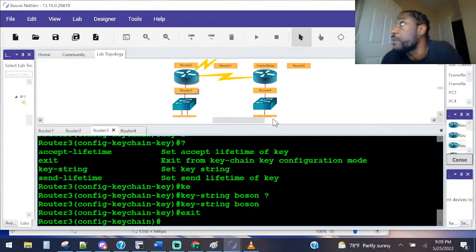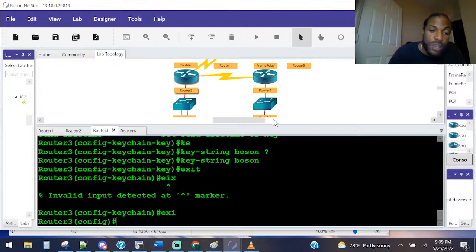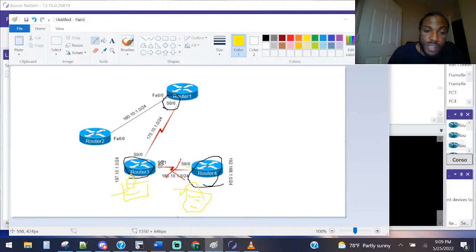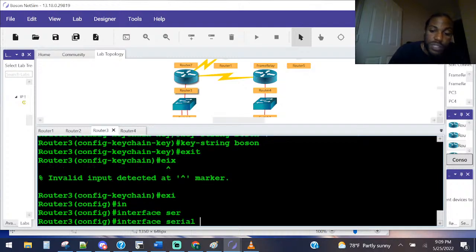Now that the keychain has been created, enable EIGRP authentication on router 3. So now we do the same thing we did on the other side, right? IP, no, we got to go to the interface and do it. So in this case, what was his interface? We go to that guy. This interface right here is serial 0/1. Remember, last time we did it on this side. Now we're doing authentication on that side, serial 0/1. So interface serial 0/1.